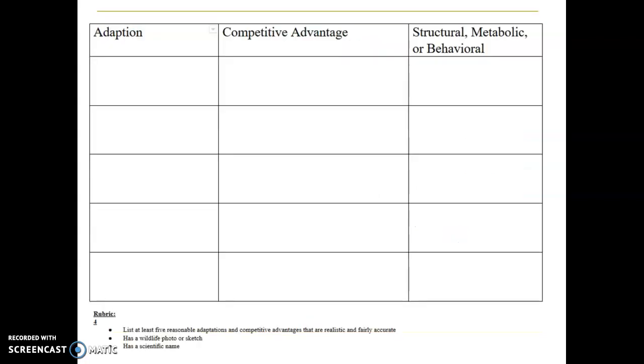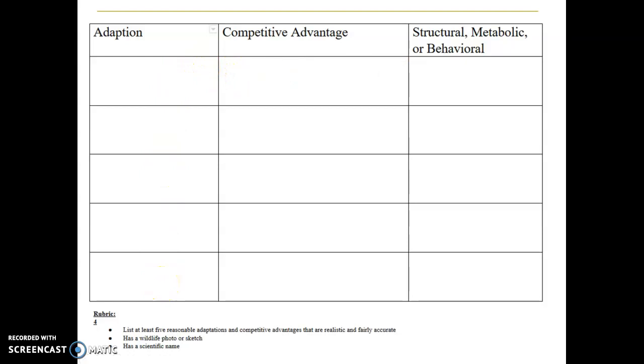If you continue to the bottom half, then what you want to do is look at your picture or research your organism and find 5 different adaptations that it has. And then what is it about that that's an advantage? So as we looked at the bird feet, some beaks are better for tearing meat. That would be a competitive advantage. And then based on the notes you took, is that a structural, a metabolic, or a behavioral adaptation? So you want to have 5 of those.